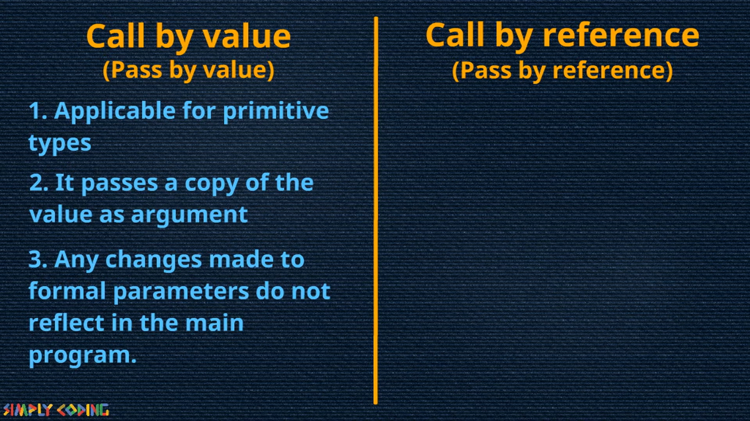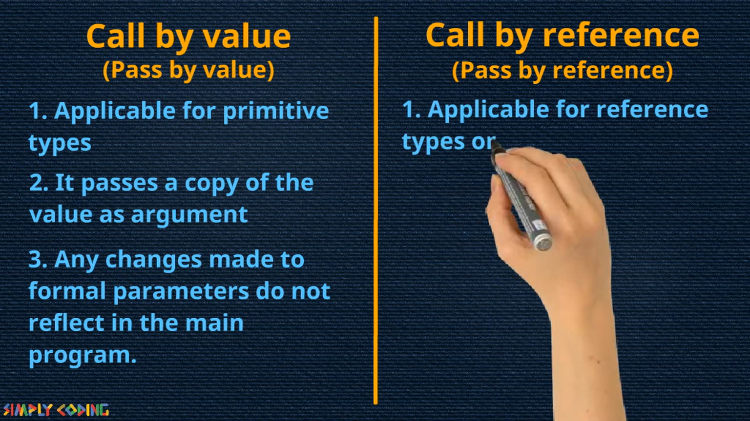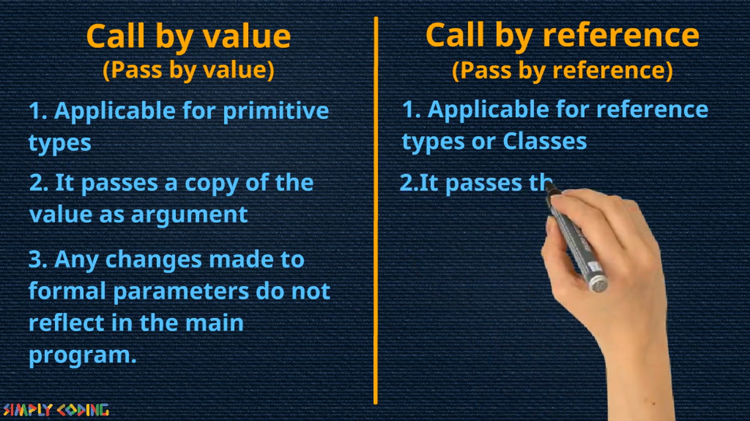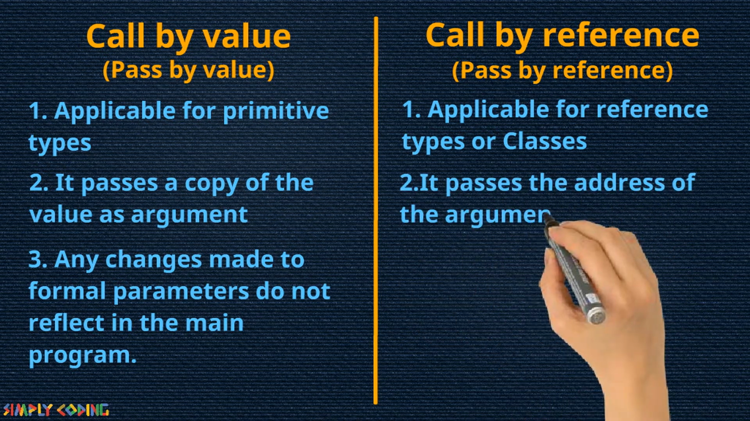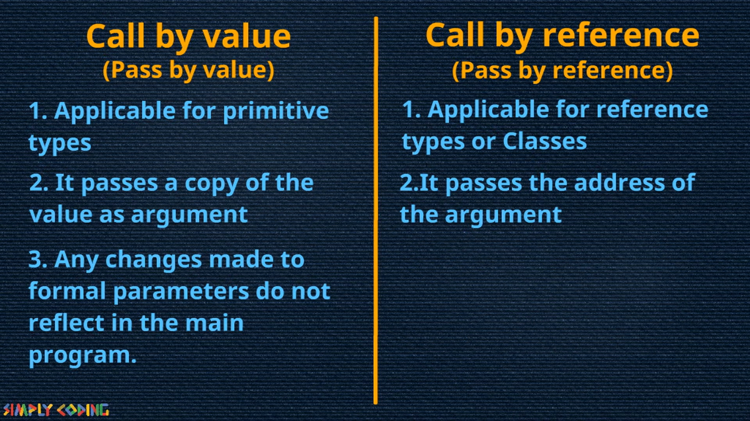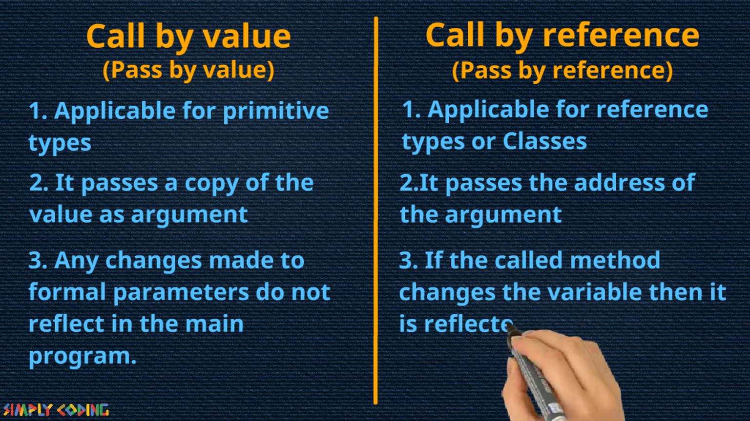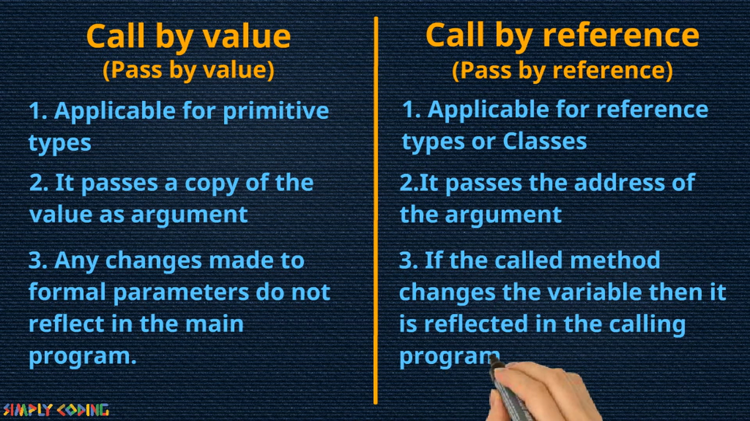Pass by reference is applicable for reference types or classes. It passes the address or reference of the variable in the method call. In this case, the formal parameter is actually a reference parameter to the actual parameter or the original values. If the called method changes the variables, then it is reflected in the calling program.